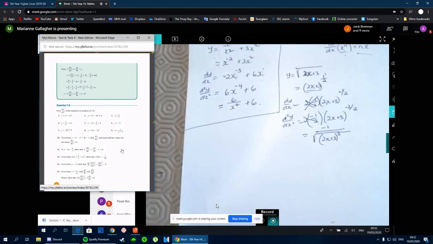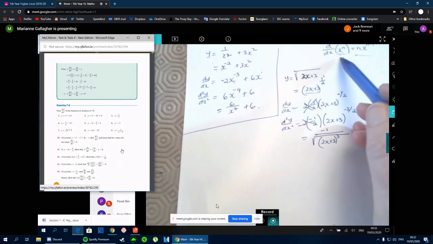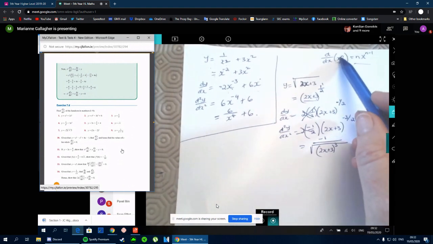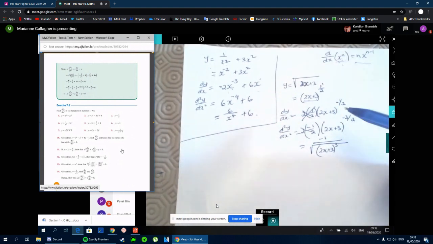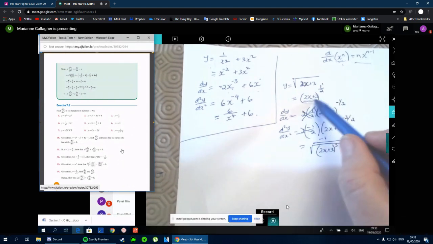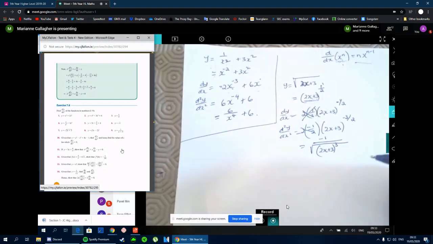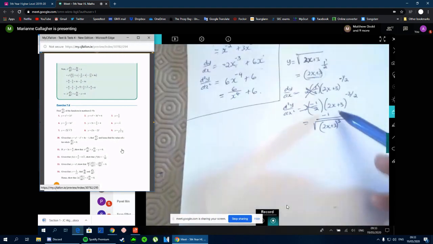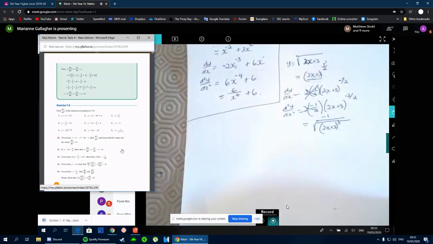Okay, so that's the basics. You have to put it in the form of x to a power. And once you've done that, you bring that power down and you reduce the power by 1. If it is not plain x, you have to use the chain rule and get the derivative of what's in the brackets and multiply it. And then at the end, put it back into similar form to what you started with.